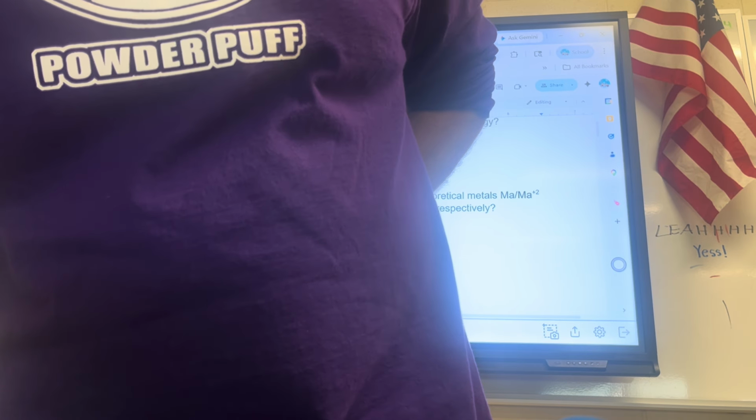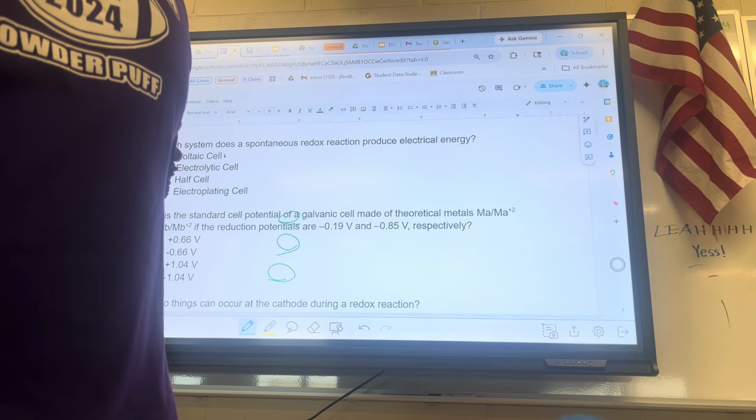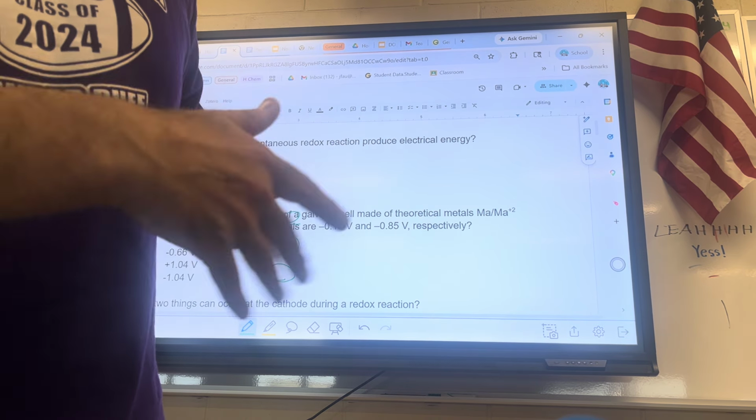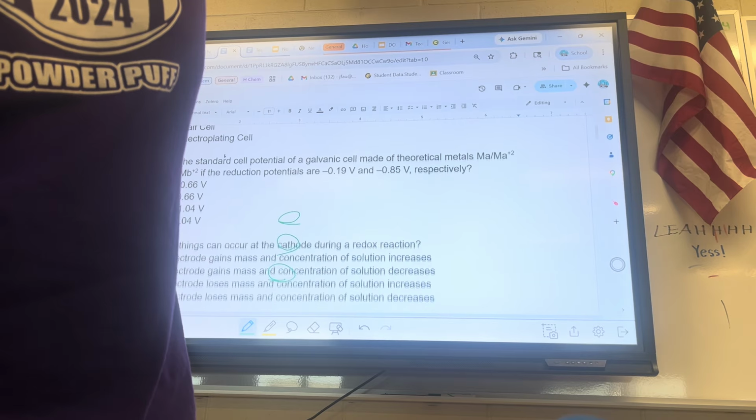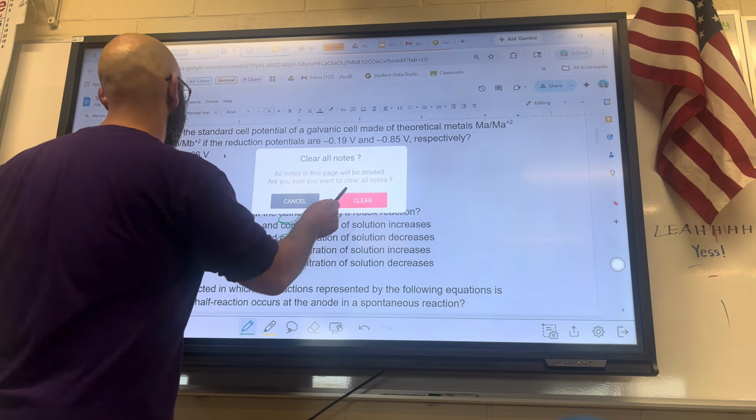All right, number one, let's just forget about it. I don't really like the question. All right, 2, but voltaic would be the right answer. 2. So it's a galvanic cell between these two things.